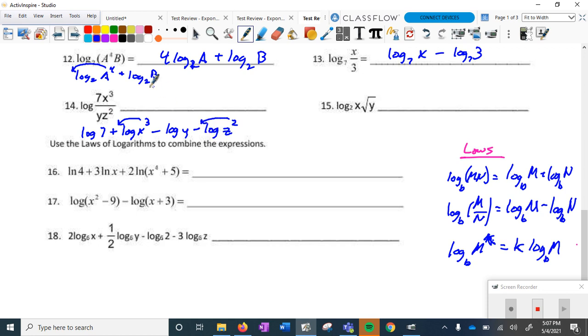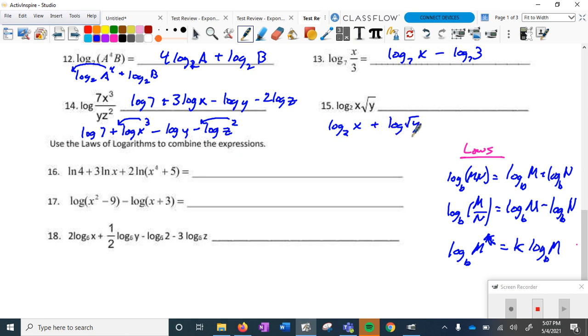Okay, so then this would be log of 7 plus 3 log x minus log y minus 2 log z. Okay, next, split these up. They both get their own log and they are multiplying. So they are going to get positives.